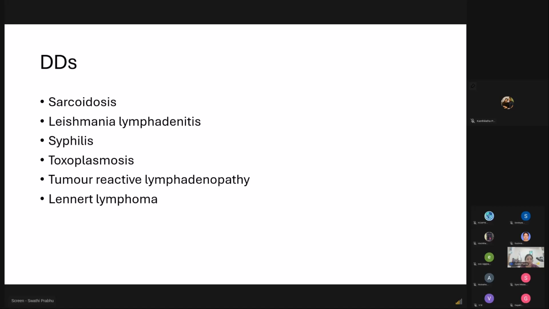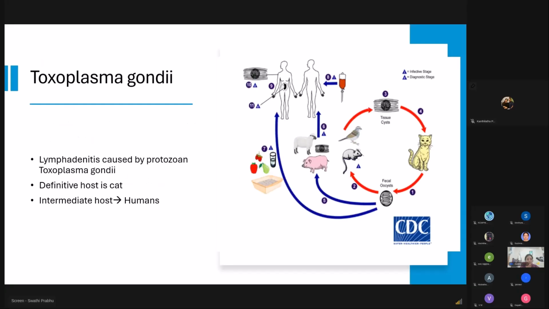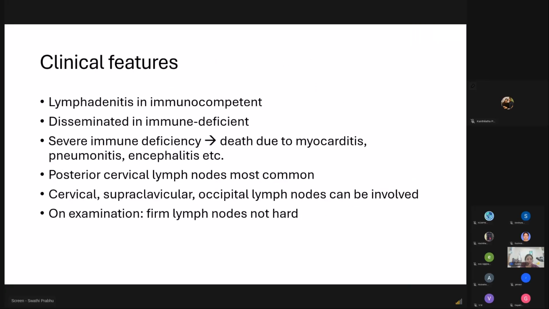for toxoplasmosis. So this was a case of toxoplasmosis lymphadenopathy, and it is caused by a protozoan, Toxoplasma gondii. The definitive host is the cat, and the intermediate host is humans. So mainly in an immunocompetent individual, we find just a localized lymphadenitis, whereas it can be disseminated if the patient is immunodeficient. Also, when there is a severe immunodeficiency, they can present with myocarditis, pneumonitis, encephalitis, which might lead to death.